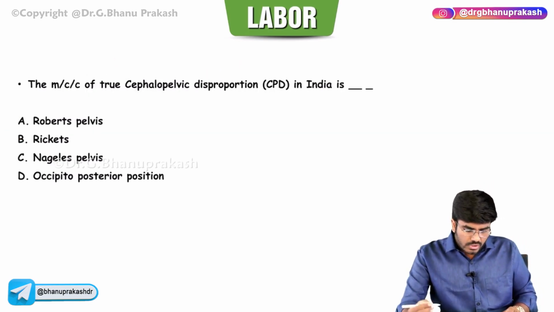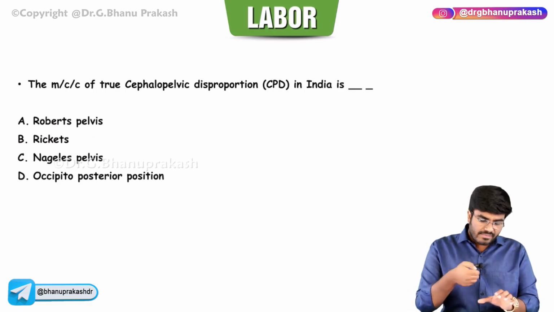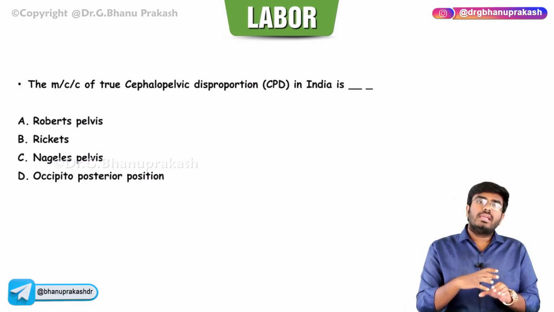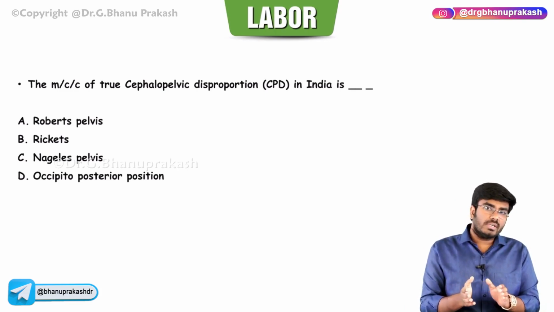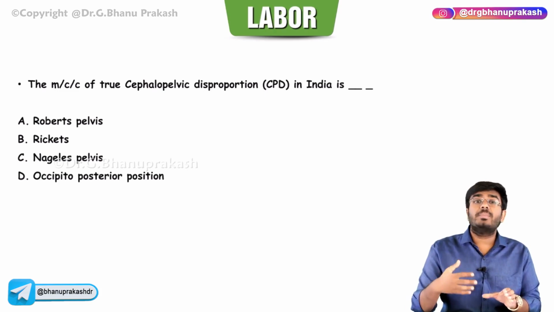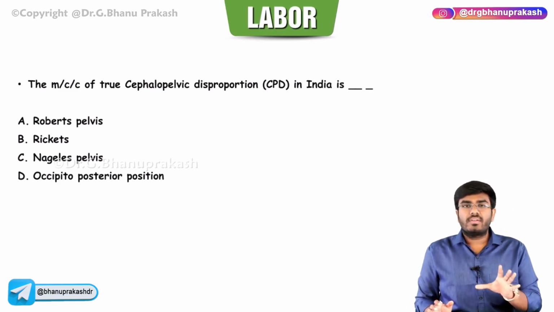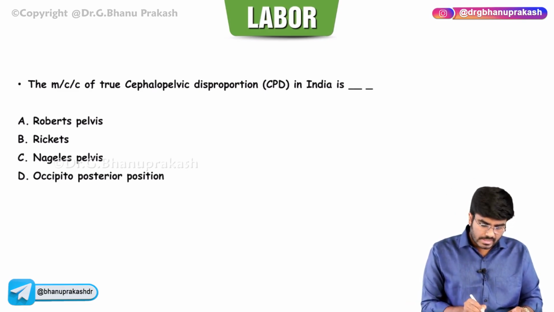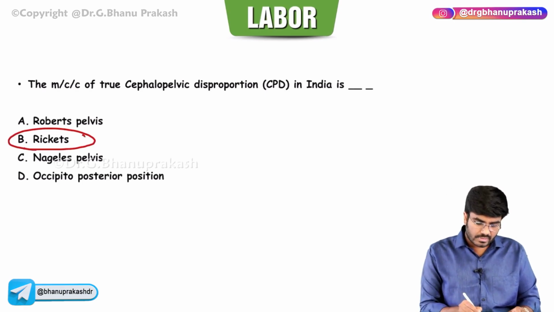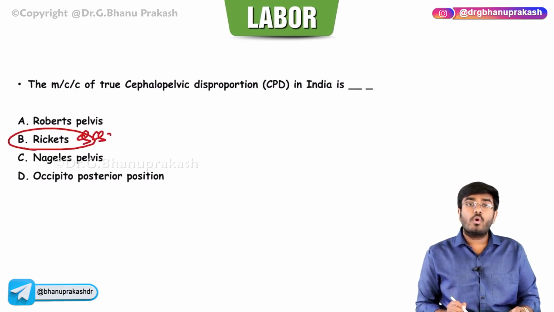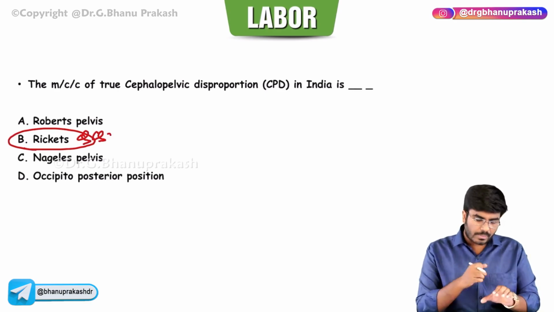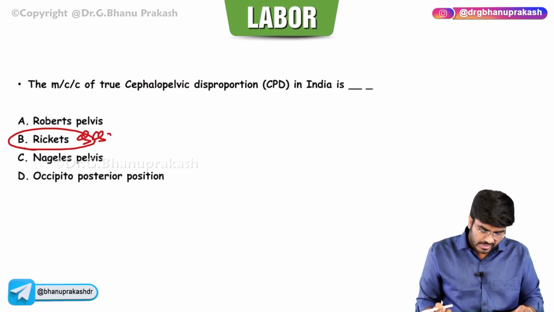Now, the most common cause of true cephalopelvic disproportion in India. For this particular pregnancy, either the baby's head is big for the pelvis, or the pelvis is small for the fetal head. So the most common cause of cephalopelvic disproportion in India is rickets. Rachitic pelvis. Rickets is the one which causes cephalopelvic disproportion. The baby's head cannot pass through the maternal pelvis, or cannot engage into the pelvic brim.